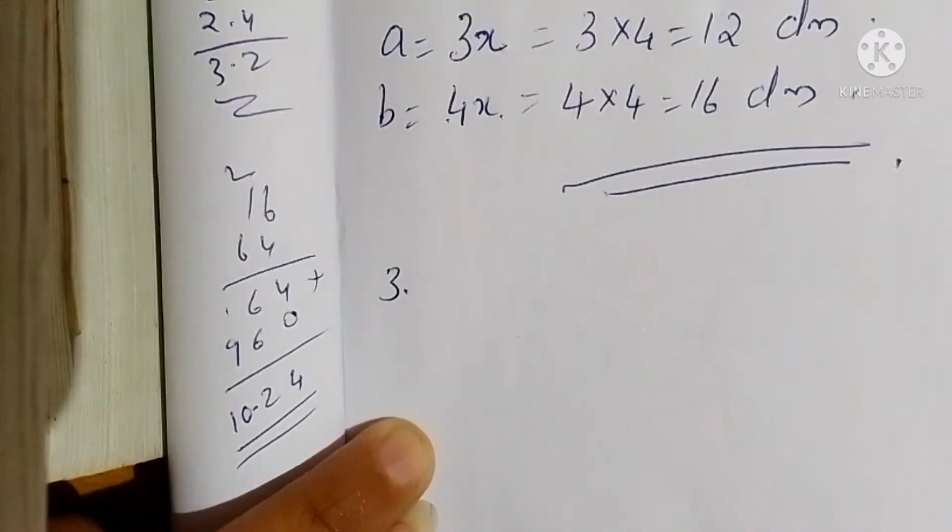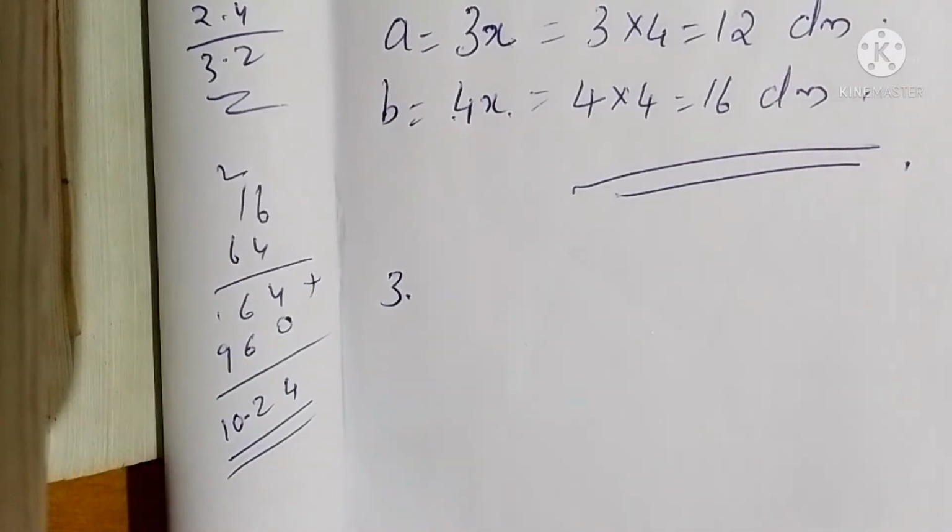Okay. Third question, the two parallel sides and the distance between them are in the ratio 3:4:2.